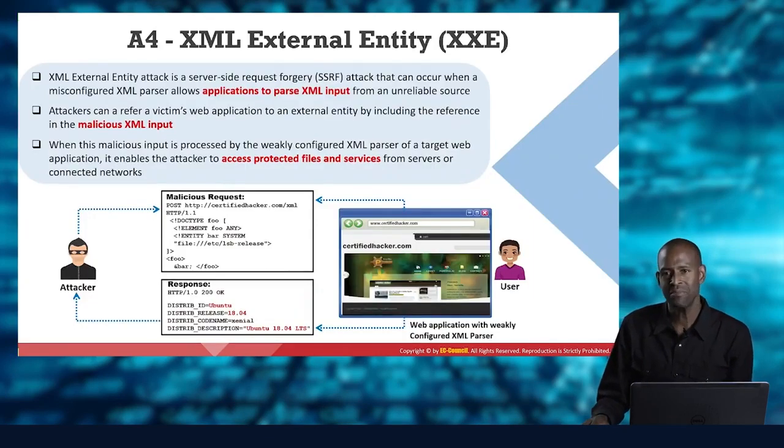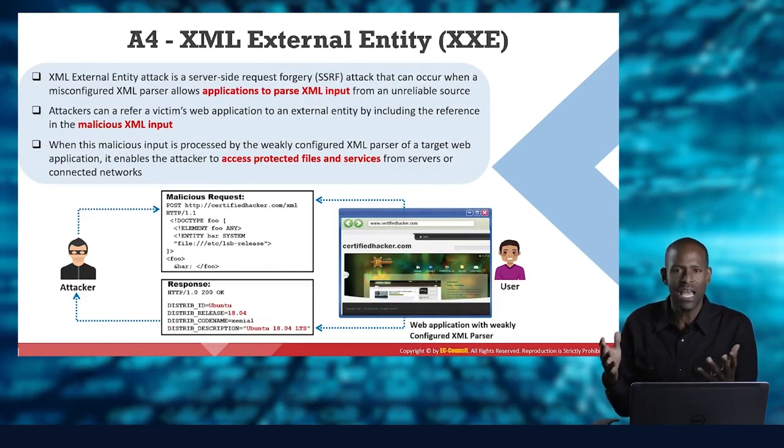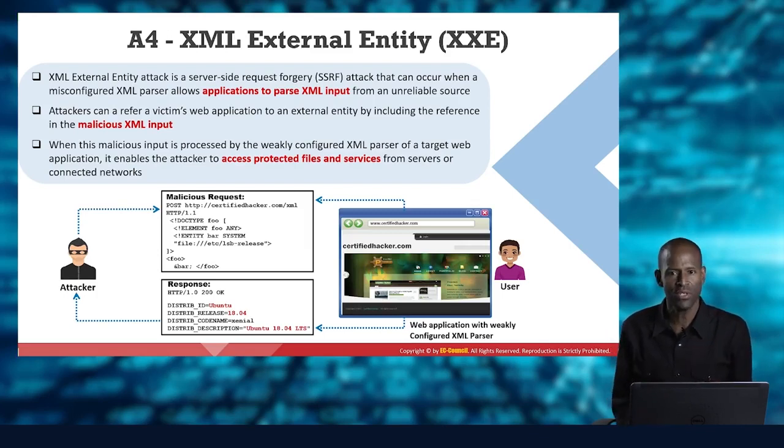The next one we have is XML external entity. So inside a web app, there could be a lot of XML going on. And an XML external entity is a type of SSRF, which is a server-side request forgery attack. And what's the problem? XML is misconfigured. So there's an XML parser, and what happens is the XML parser should only allow specific entities within the web services area to be able to do communications.